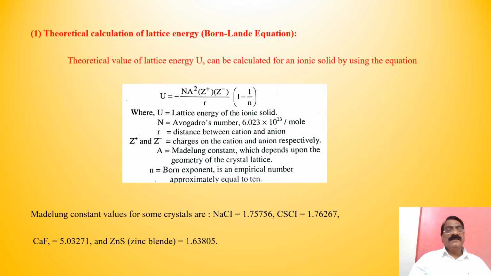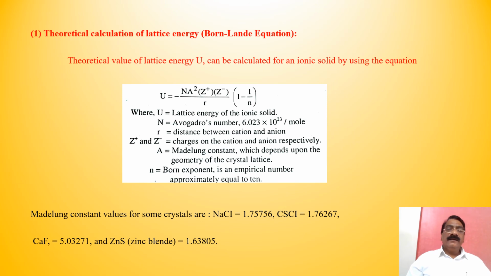See the notation of this, where U is the lattice energy of the ionic solid, N is the Avogadro's number, 6.023 into 10 raised to 23 per mole. R is the distance between cations and anions. Here R is not the radius in this formula. Z plus and Z minus are the charges on the cation and anion respectively.